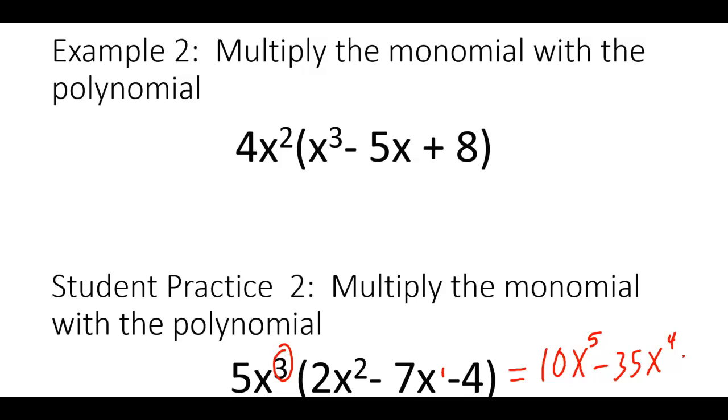20. Okay, so minus 20, right? X to the third. So 5 times negative 4 is negative 20. And since this one has no x, we keep the variable the same, so it's x to the third. Any questions about that?